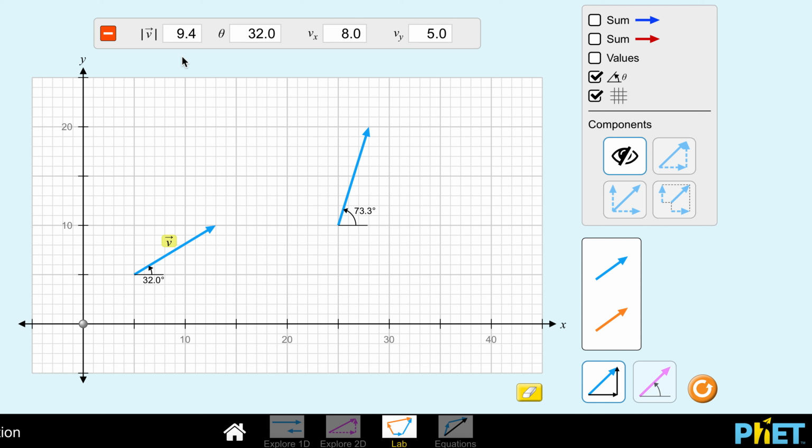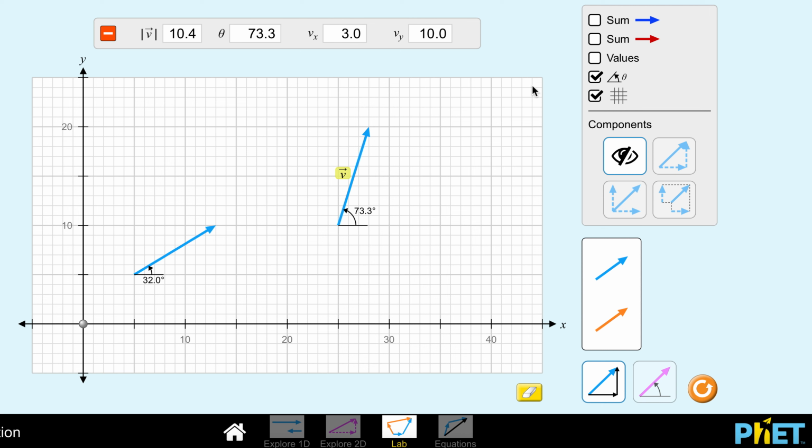Hi everybody, here we're going to take a look at vector addition, and this is going to build up from what we discussed about vector components. So here we see two vectors. The first vector has a length of 9.4 units and is directed at 32 degrees from the positive x-axis. Vector 2 has a length of 10.4 units and is directed at 73.3 degrees relative to the positive x-axis.